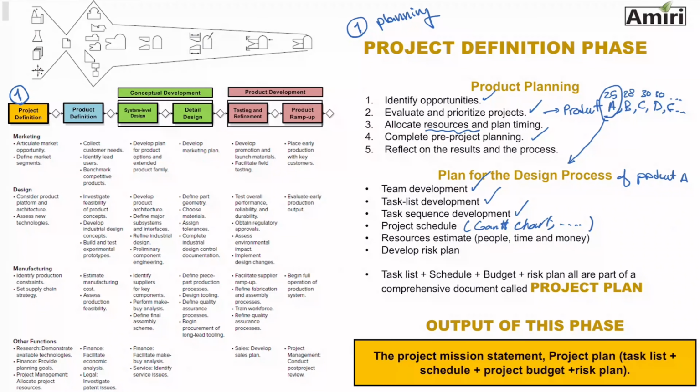So the stuff that we mentioned here, the task list, the task sequences, the project schedule, resources, and development, those are all collectively known as project plan. The resource estimate, that one is also known as project budget, but these are all part of the project plan. And that's what this first phase of the development process is. You focus on your project plan. You develop your project plan.